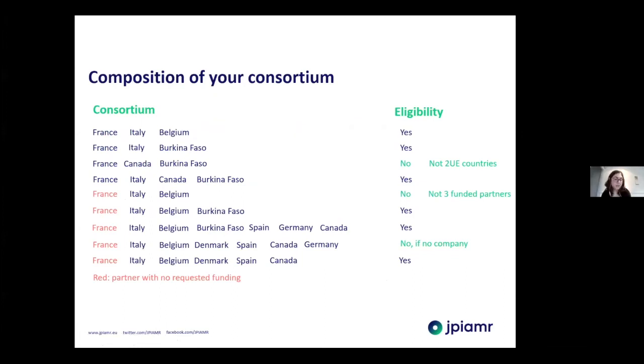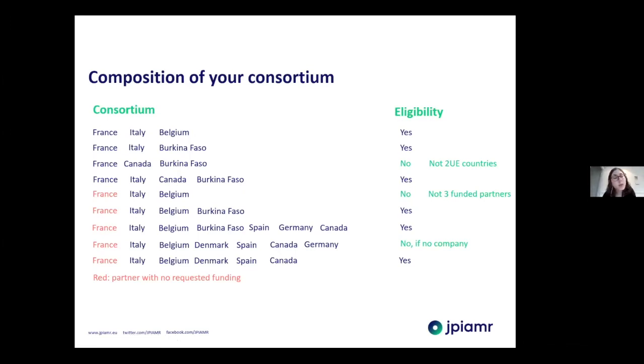Here are some examples of consortia in order to better understand the eligibility rules. In the first case, we have a consortium with 3 partners from France, Italy, and Belgium. In this case, we have 3 partners asking for funding, and we have 3 European countries. So the consortium is eligible. In the second case, if we remove Belgium and add, for example, Burkina Faso, we still have 3 partners asking for funding with 2 European countries. So the consortium is again eligible.